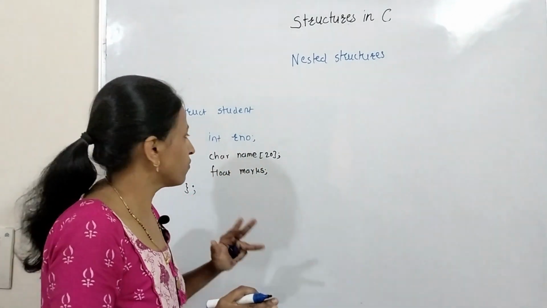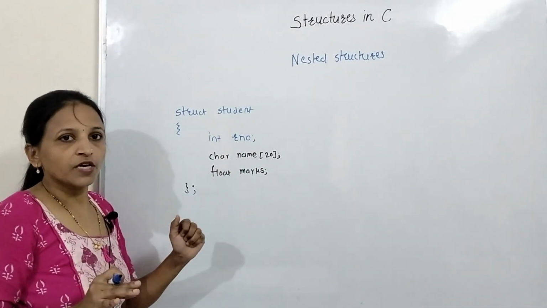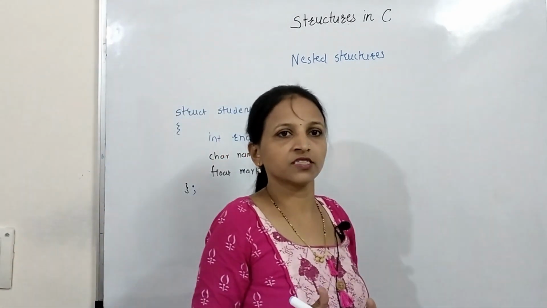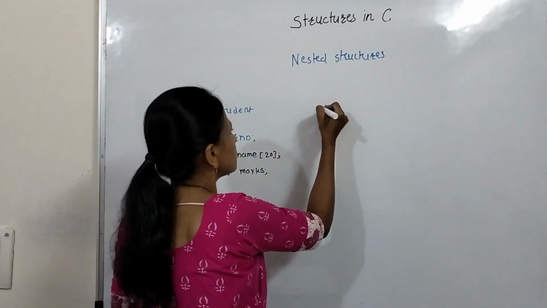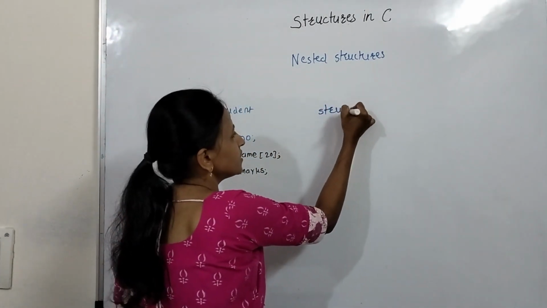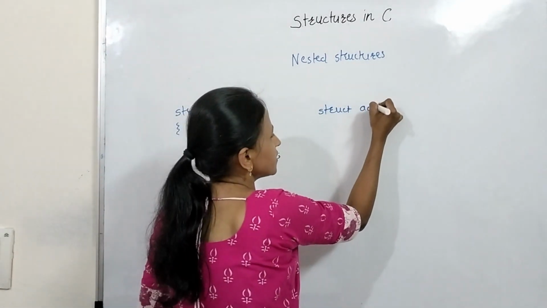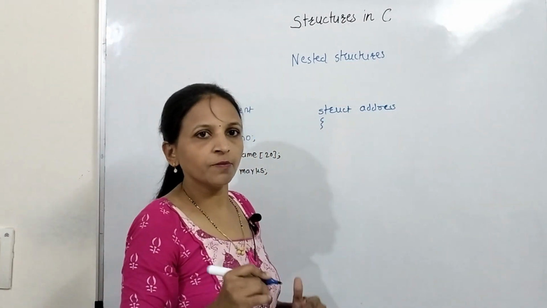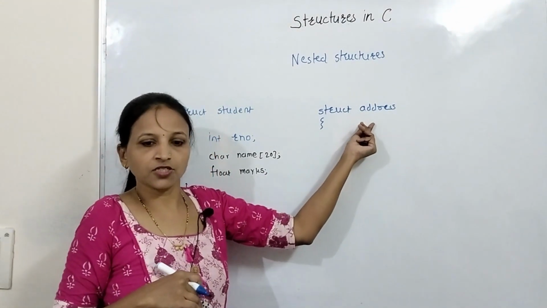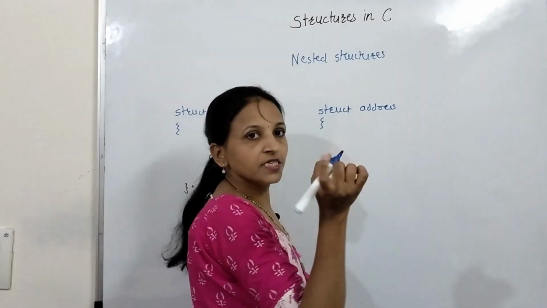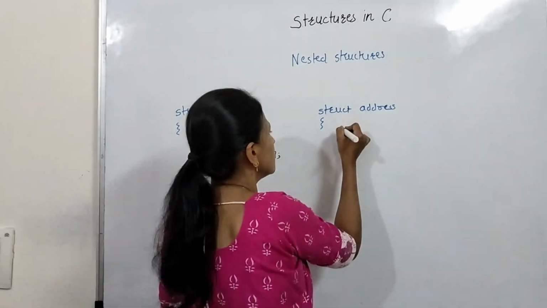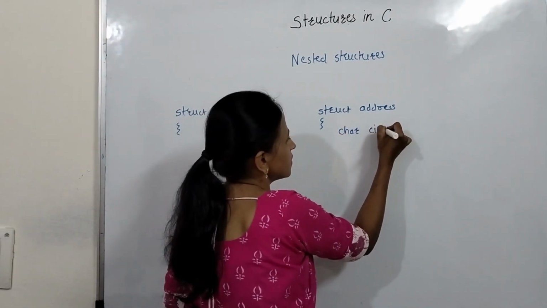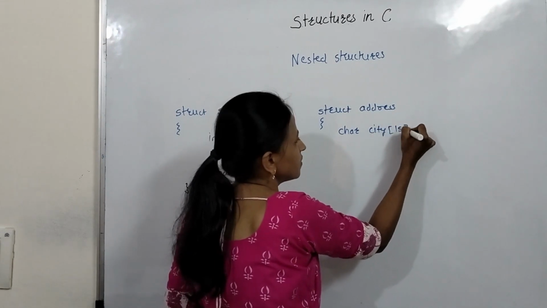Here I want to store the address of that student. Now address internally again has multiple fields. Suppose we have created one address structure, like struct address, and there are let's say three members inside this address structure. The first one is city name. Here we can write char city of 15.